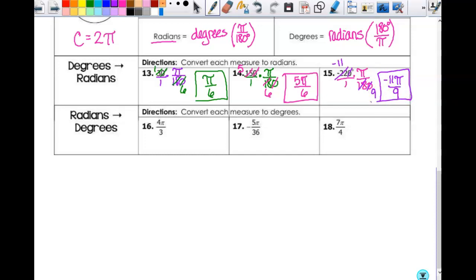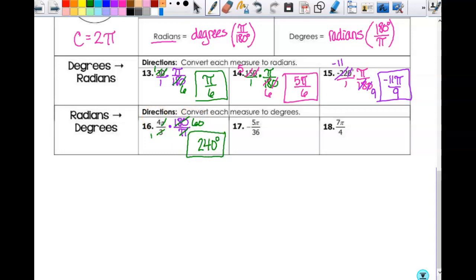Now we're going to go the opposite way. We're going to convert from radians to degrees. So since I want degrees, my degrees are in the top, 180 over pi. Then the pi's cancel out. I don't want to multiply 4 times 180. I can reduce this. 3 goes into 3 once. How many times does it go into 180? 60, right? So you get 4 times 60, which is 240.